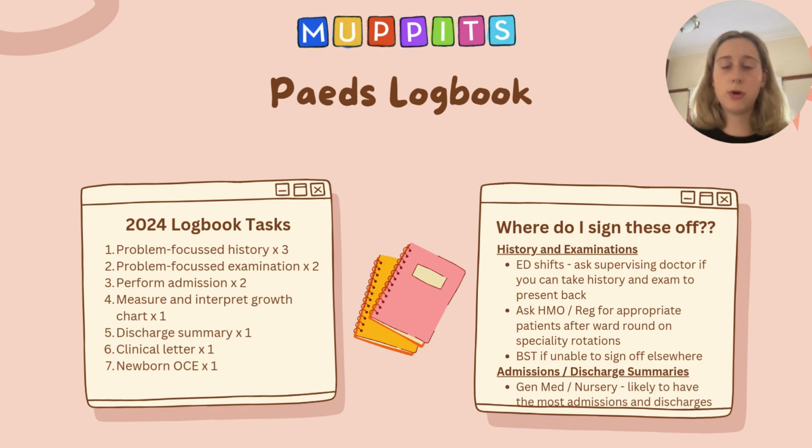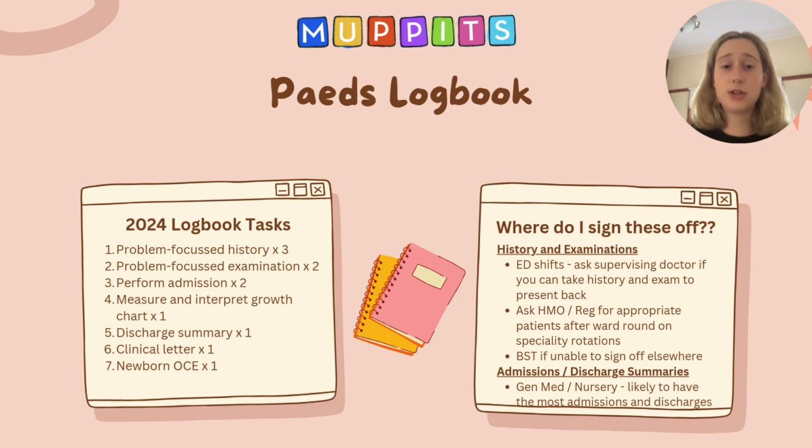Or if you're on your wards, ask your HMO or your reg for appropriate patients after the ward round that you can go and perform a history or exam on. And then also your bedside tutes, as I said, if you're unable to sign them off anywhere else.